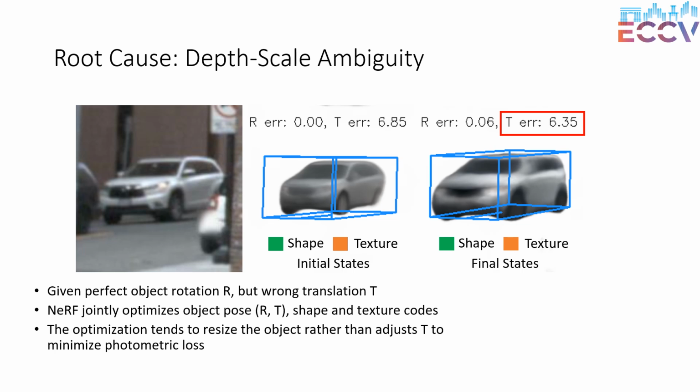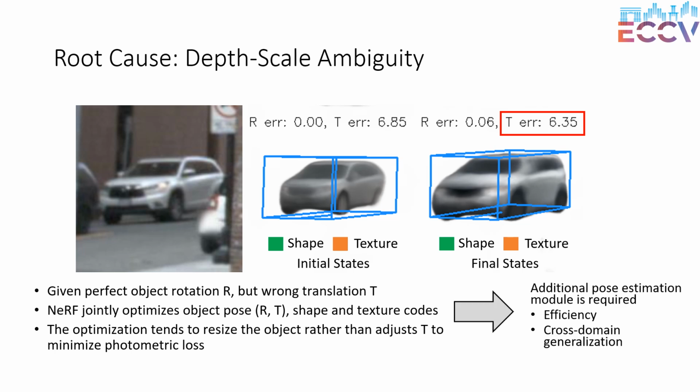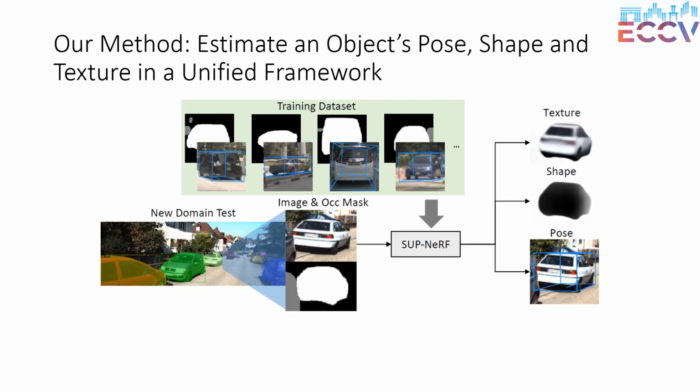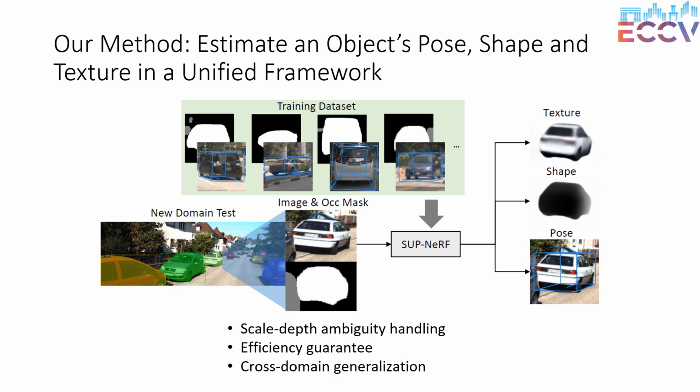Such limitation of NeRF in addressing depth scale ambiguity suggests the need of an additional pose estimation module. Nonetheless, this introduces further challenges related to method efficiency and cross-domain generalization. To solve the identified challenges, we introduced a new method that estimates an object's pose, shape, and texture in a unified framework. Simultaneously, the method handles depth scale ambiguity, guarantees high efficiency, and achieves cross-domain generalization.